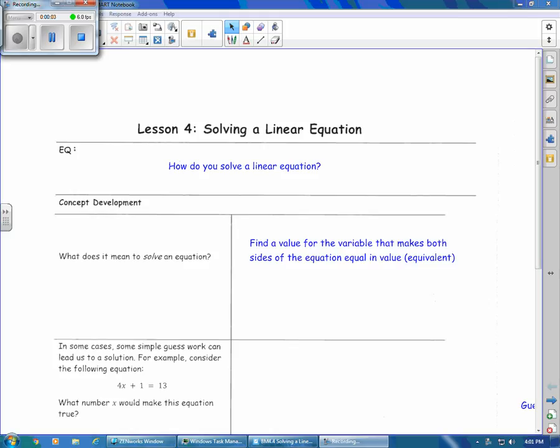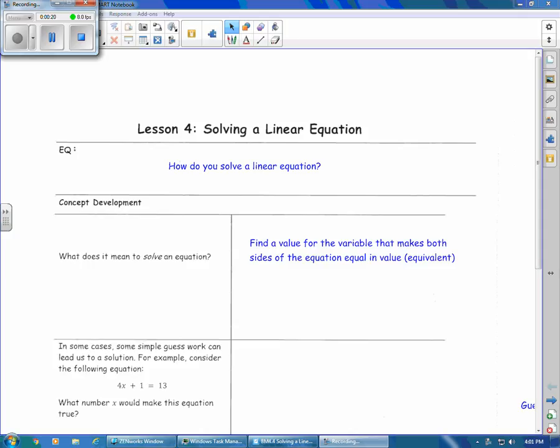Hello, this is Module 4, Lesson 4, Solving a Linear Equation. You should be on page 22 of your student notebook, and your essential question for this lesson is: how do you solve a linear equation? First of all, what does it mean to solve a linear equation?